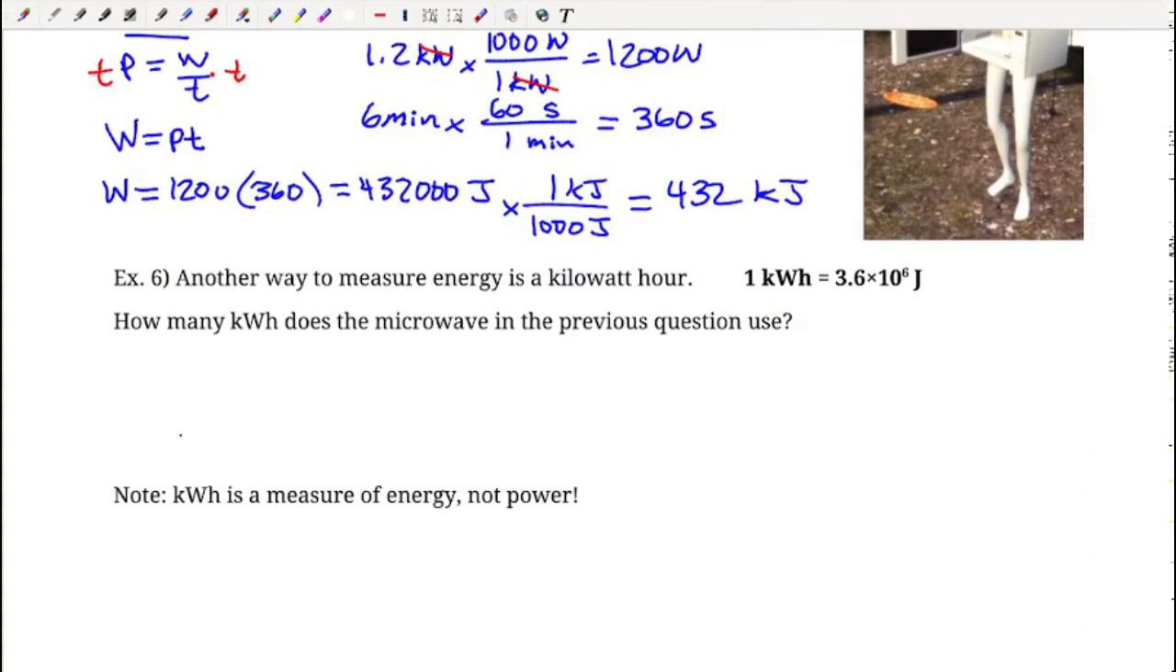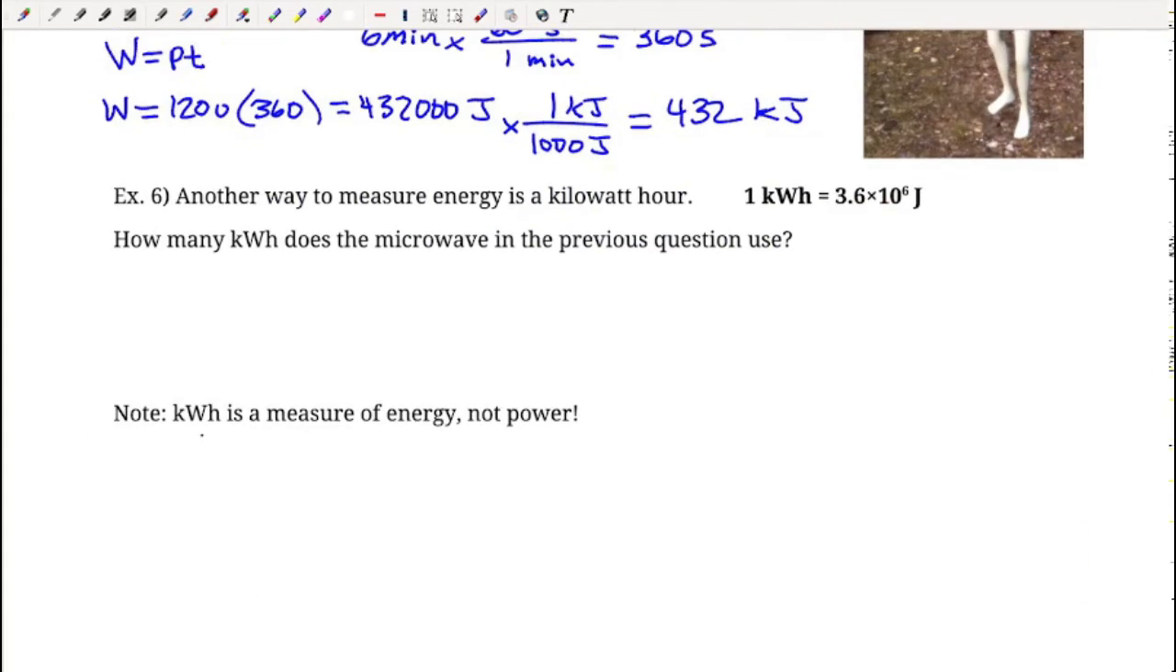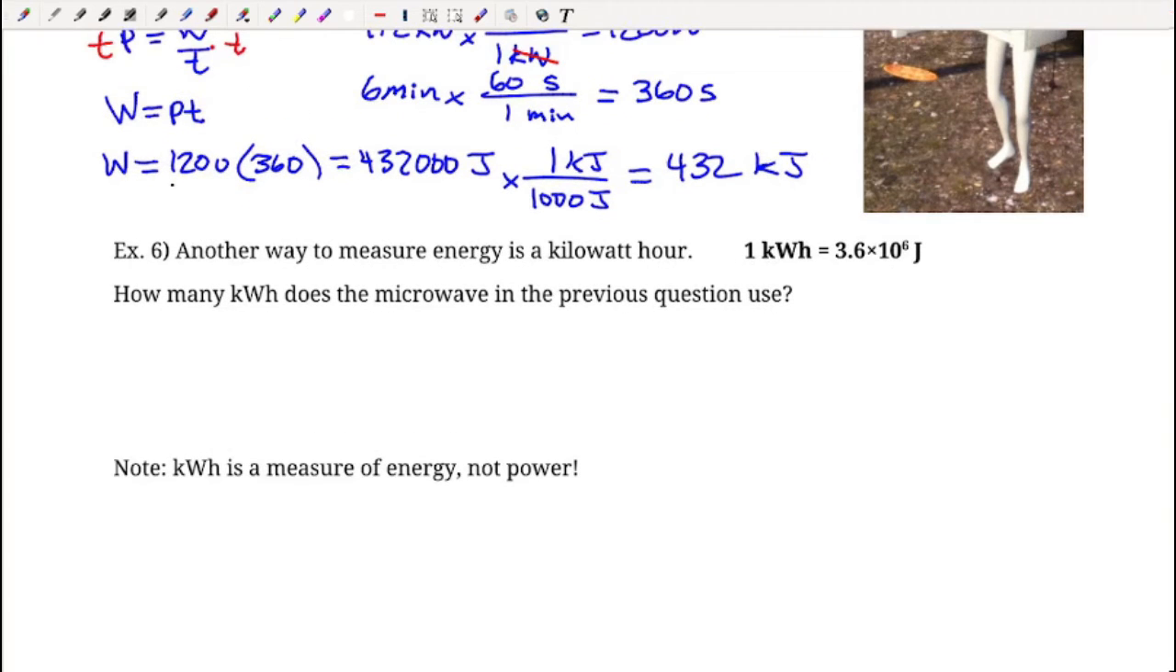In the next question, we are given a kind of funky unit called a kilowatt hour. A kilowatt hour is a measure of energy, and here is why. In the previous question, we multiplied to find energy or work. Here we had power times time. We multiplied watts and seconds because that's how we get to joules. So power was in watts times time in seconds. So you could also say that a joule is equal to a watt second. We just multiplied watts times seconds and got joules.